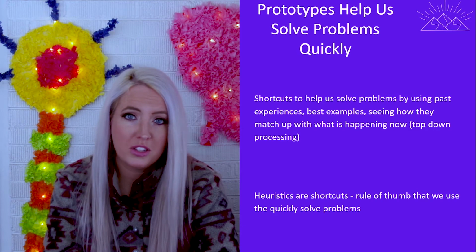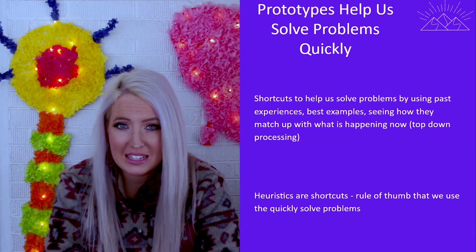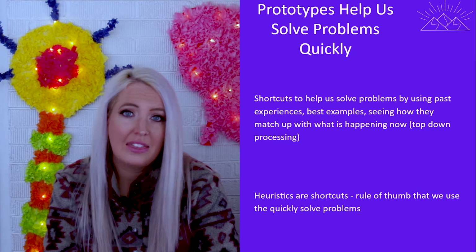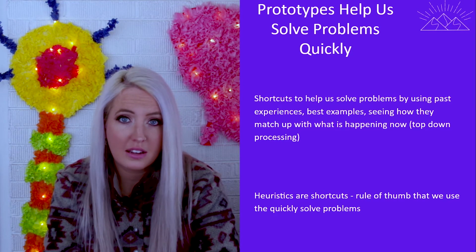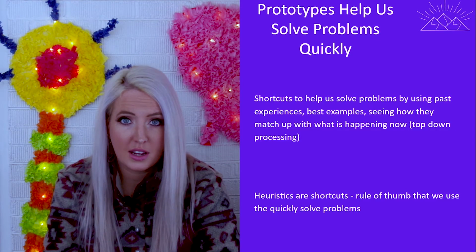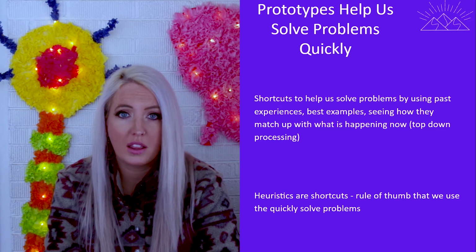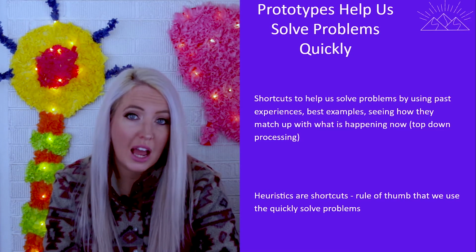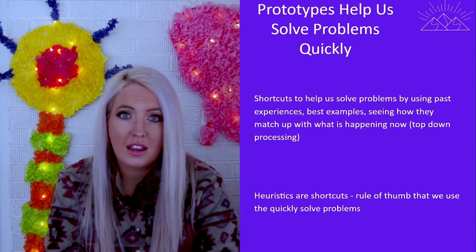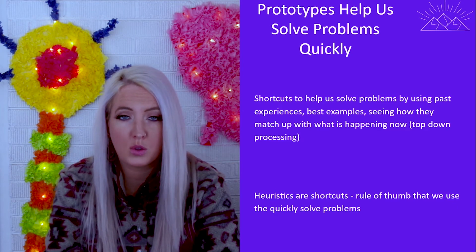And shortcuts help us to solve problems by using past experiences, our best examples, seeing how they match up with what's happening to us now in that process that we call top-down processing from sensation and perception. Another type of shortcut we use are heuristics. And heuristics are those rules of thumb that we use to help us quickly solve problems. There are different types of heuristics that we want to be familiar with because they fit into this concept of prototypes and shortcuts that we use to solve problems quickly.